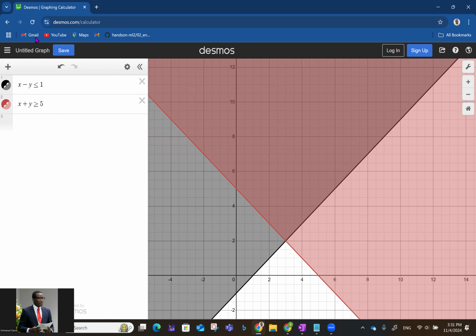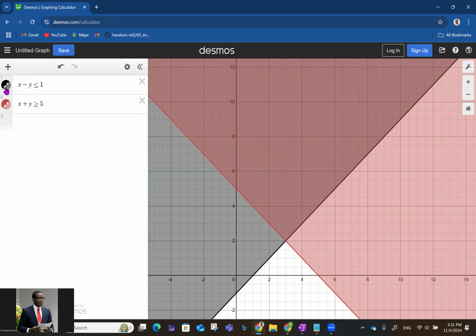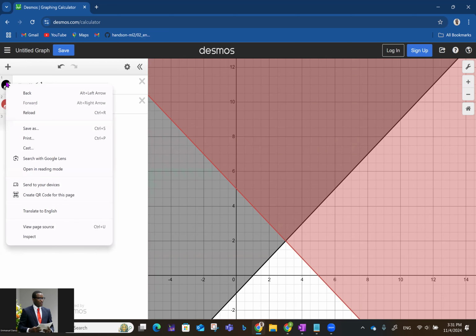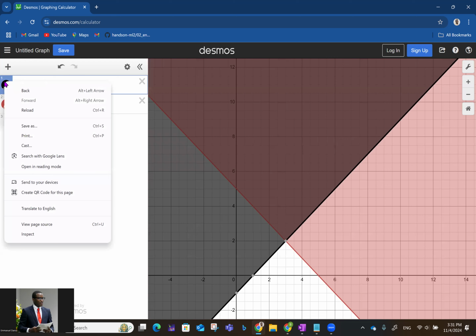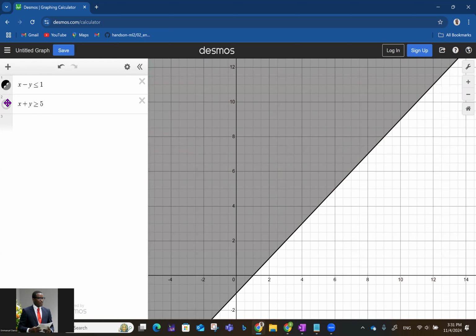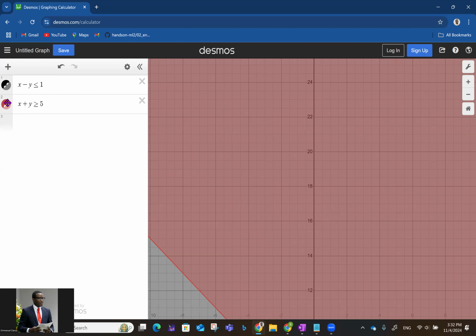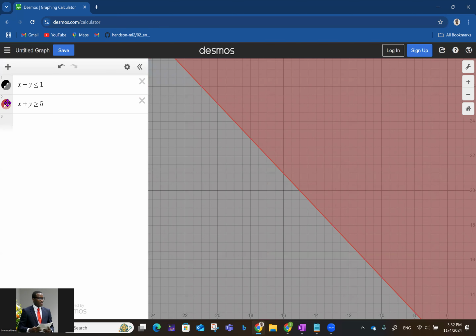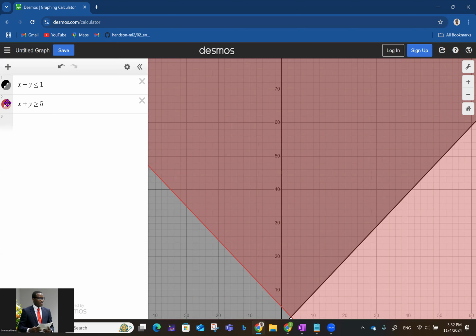Here, maybe I could use the same color I did the other time. Let me see if I can change the color. I think it's possible normally. All right, so you see that point of intersection and it goes on forever and ever. Whether you go to the right or to the left, it keeps going. That's why you say the solution is unbounded.